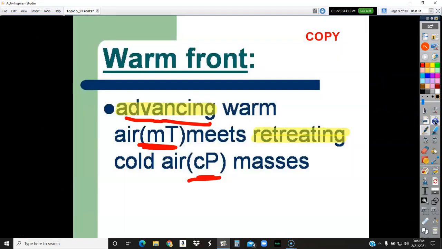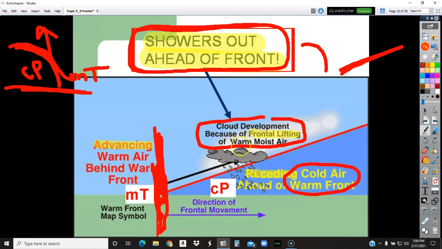But with a warm front, it's not happening until way out here. The difference between this line and these clouds between here and here could be a couple hundred miles and a few hours, several hours in advance. So you will get rain, more showery kind of situation before the warm air actually gets to you. And so that's the difference. It's going to be a slow incline, not a rapid rise.